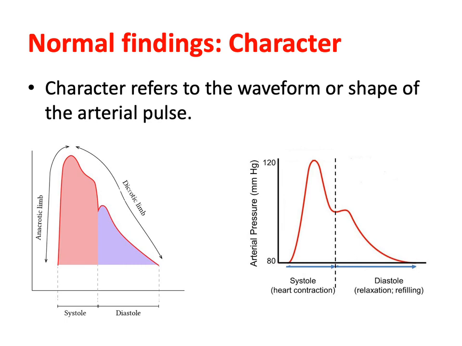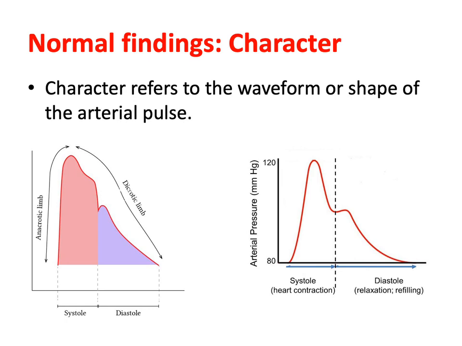Lastly, we come to the character of the arterial pulse, which refers to the waveform or the shape of the arterial pulse. If we look to this diagram, we can see that the arterial pulse waveform has an upstroke to a peak, and then a downstroke. So it has two limbs, a rising limb and a falling limb. The rising limb is called the anacrotic limb, and the falling one is called the dicrotic limb.